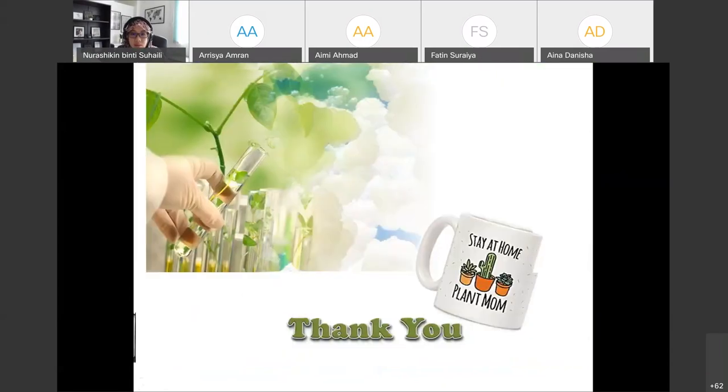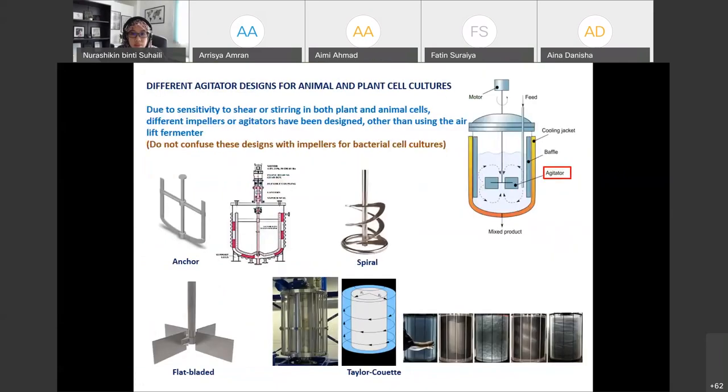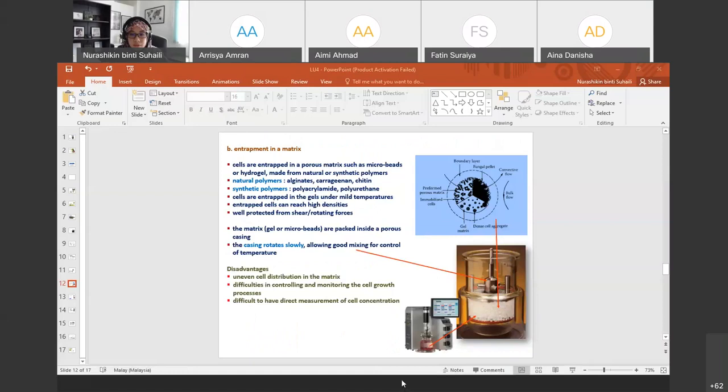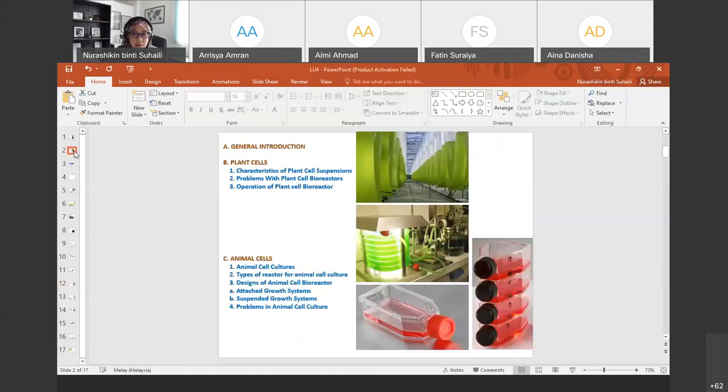Okay, so that's all about today's lecture. So basically we covered the requirements of cultivation for plant cells and animal cells, basically in terms of how the bioreactor looks like, what the platform looks like, for cultivating plant cells and animal cells.